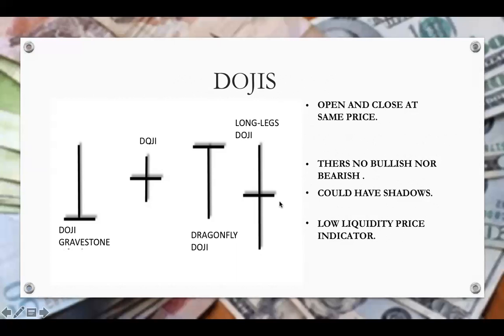Okay, it's neither bullish nor bearish. They can have some shadow; you can see there is some shadow in here. A low liquidity price indicator means that in this case the buyers and sellers are struggling to identify the direction of the market. Probably they're fighting with each other. It's like supply and demand are happening at the same time.